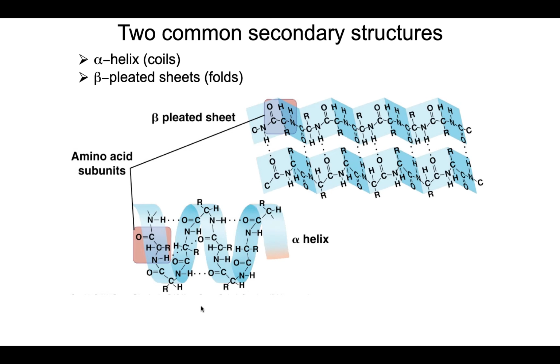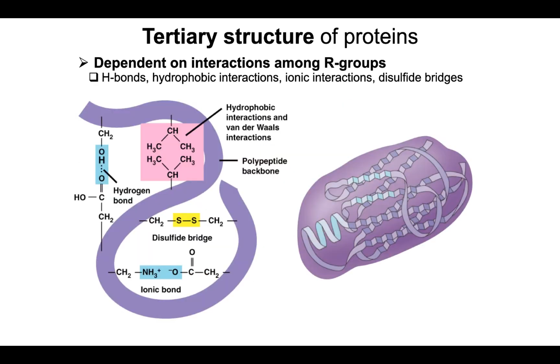Those R groups are important in the next level of protein structure, and that's the tertiary structure. So now this third level takes advantage of the R groups of the amino acids within that chain. So we've got R groups that are polar, and those can form hydrogen bonds. We've got R groups that are ionic, right?